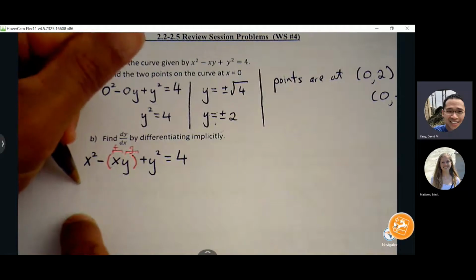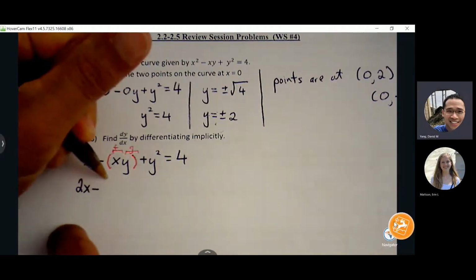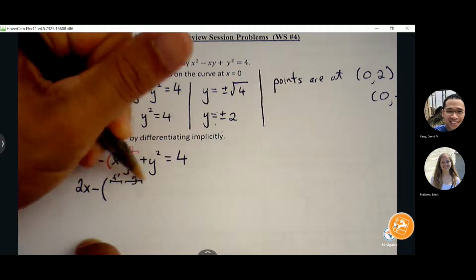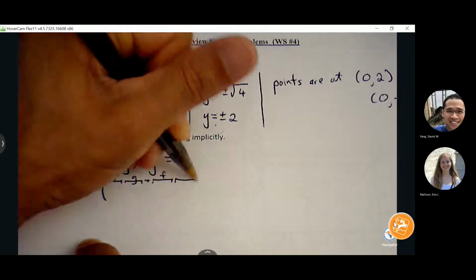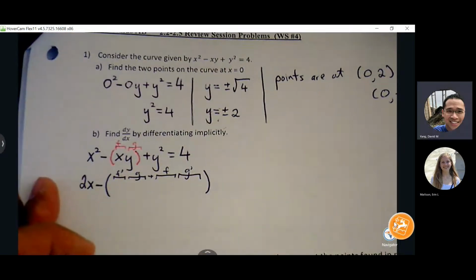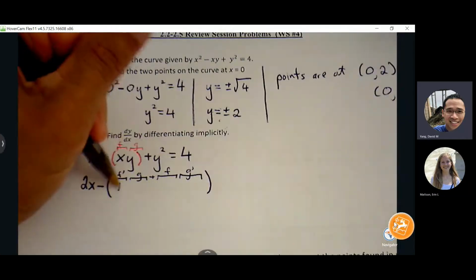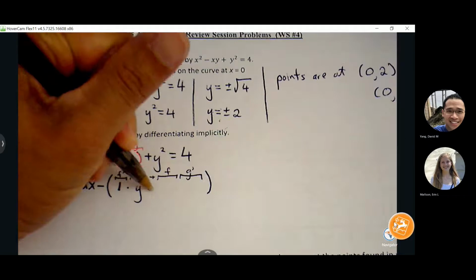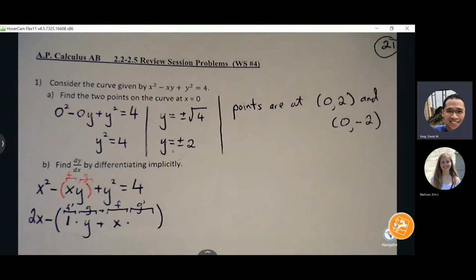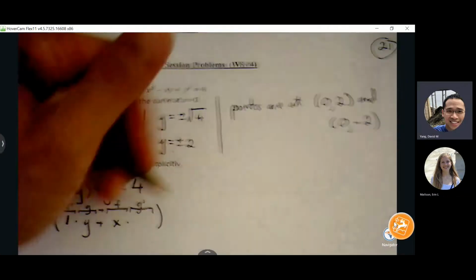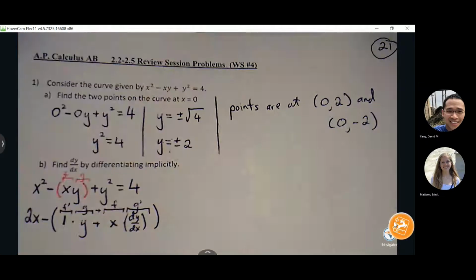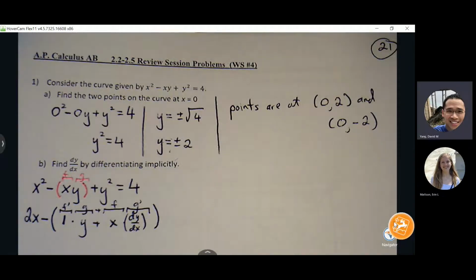So x squared becomes 2x minus, and all that is for that middle term xy. So f prime becomes 1. g is y, back to f. g prime, so y's derivative is 1 times dy dx. So that completes the xy portion.